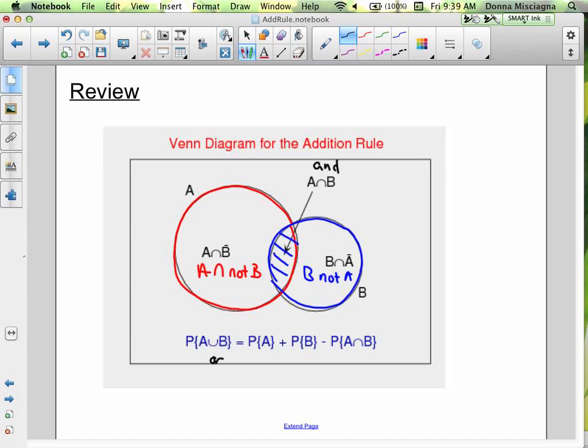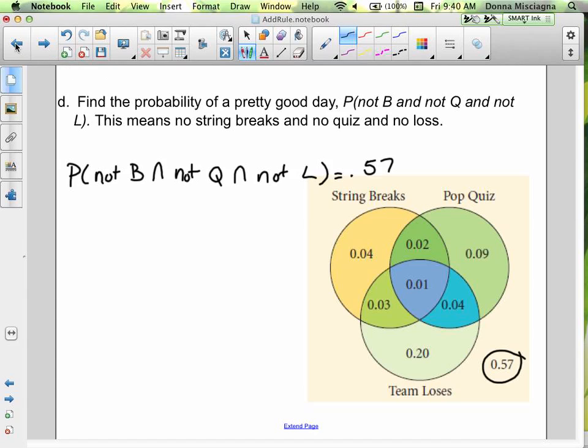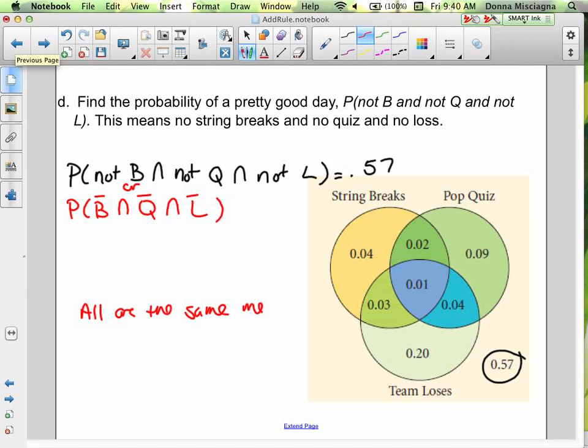And we have a new symbol here. So underneath this one here, let's write this another way. So instead of not, you might see this. You might see probability of not B and not Q and not lose. So that's another way to write not. These mean the same thing. So, all right, so this means the same.